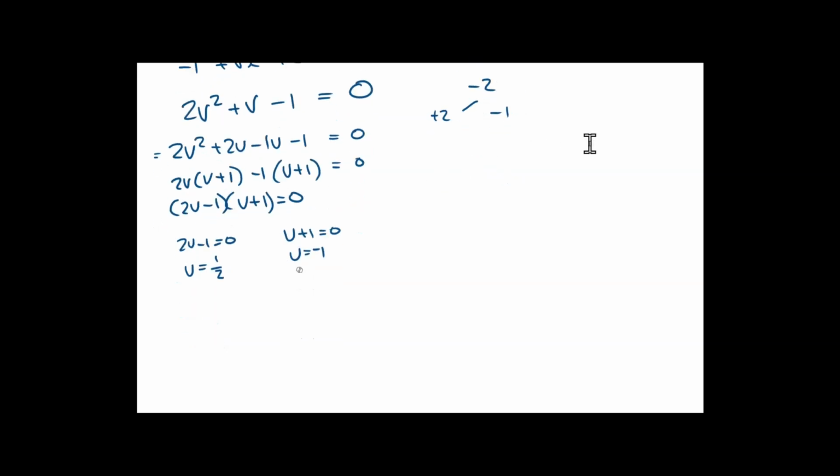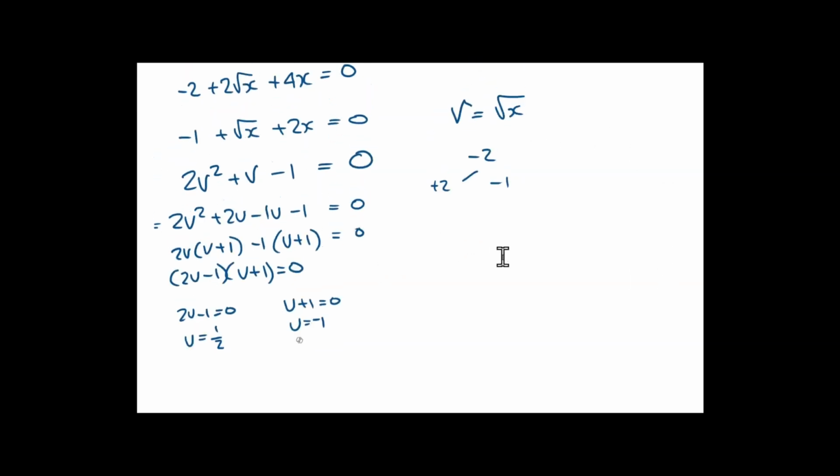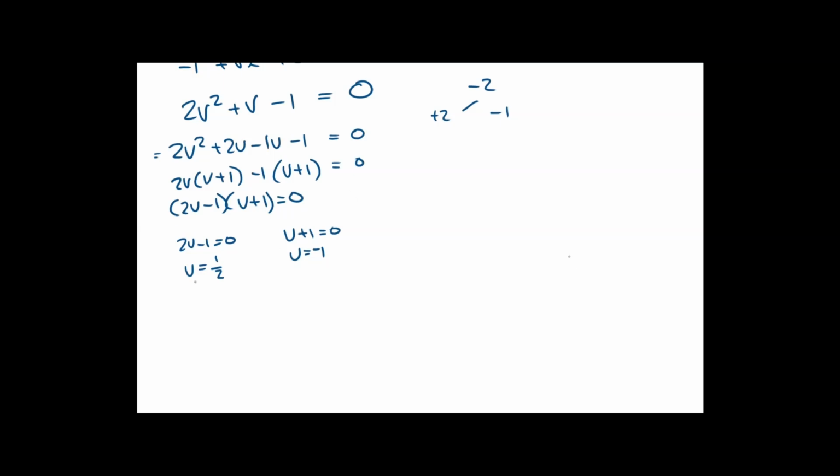But remember, we didn't start with v. We started with x, and v is the square root of x. So for this one here, the square root of x equals a half. x is going to be equal to a quarter. And for this one, the square root of x equals negative 1. There's no solution in this. So our only viable solution is x equals a quarter. It's our one answer, I think. I don't think there's any other way that we can solve that one.